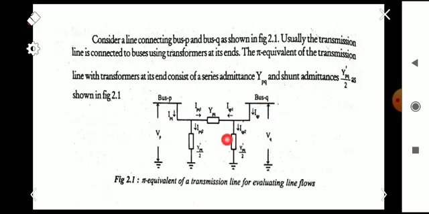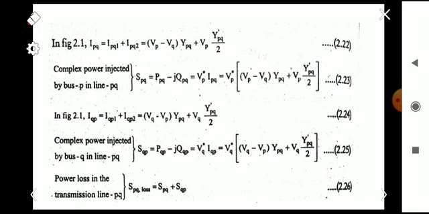Also on the other side, IQP is IQP1 plus IQP2. We can write the equation as VQ minus VP into YPQ plus VQ into YPQ dash by 2. The complex power injected by bus Q in line PQ, SQP, is equal to PQP minus jQQP, which is equal to VQ star into IQP. We have already found the values of IQP, so it is just written here. The power loss in the transmission line PQ can be written as SPQ loss equal to SPQ plus SQP. This is the slack bus power that we will normally be finding in the problem.